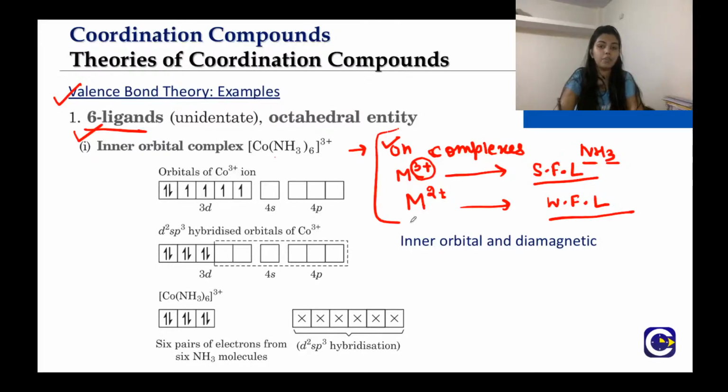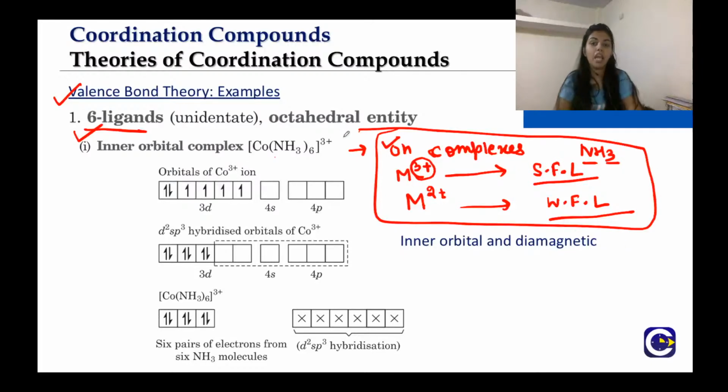Write it down in your notebook. This is very important from the examination point of view: in octahedral complexes, if the metal atom has +3 oxidation state, then ammonia will behave as a strong field ligand. But if it has +2 oxidation state, then it will behave as a weak field ligand. And water with cobalt 3 plus will always behave as a strong field ligand, otherwise it will behave as a weak field ligand.